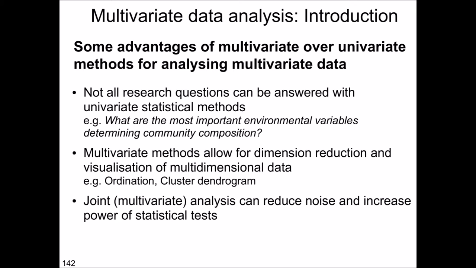What are the advantages of using multivariate methods for multivariate data? That seems straightforward, but we want to briefly discuss the justification for this. When we have multiple taxa and multiple environmental variables, you could look at the relationship for each single species and the environmental variables. If we are interested in community response, then we certainly need to look at the relationship between the environmental variables and the whole community at the same time. So we cannot answer all research questions with univariate statistical methods.